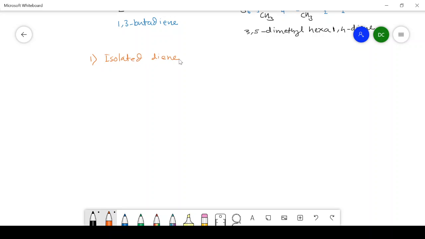And the famous example is 1,4-pentadiene: CH2 double bond CH, CH2, CH double bond CH2. In isolated dienes, we have to keep in mind that the two double bonds are separated by more than one single bond. So here I will write: more than one single bond is present between the two double bonds. The second type is a conjugated diene.